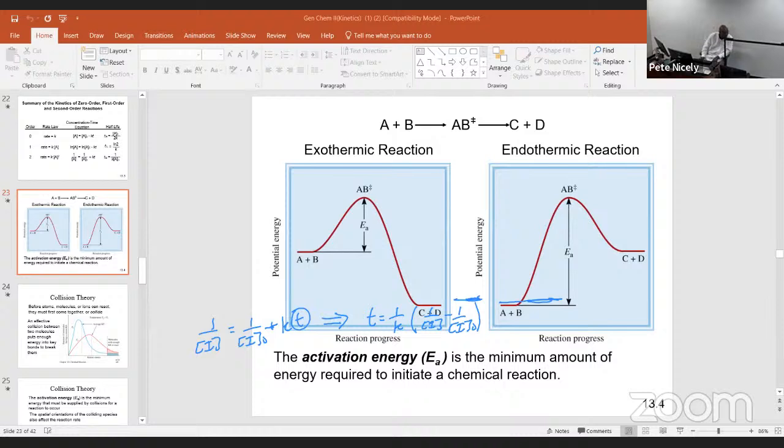I'm sorry, multiply. Not quite, because look at how the question is worded. How much time would it take for 75% of the iodine atoms to react? This I here represents not the amount that reacted, but the amount that remained. You see what I'm saying? The concentration of I in the question here is not talking about how much has reacted. It's how much has remained, I'm sorry.